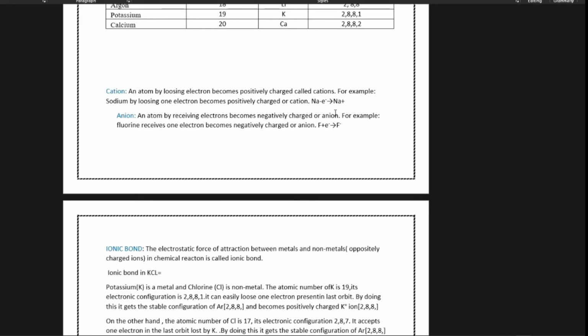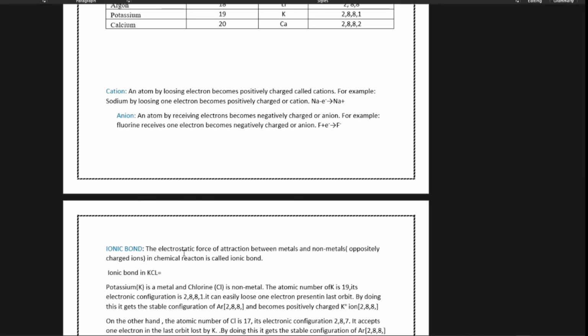So when metals lose 1 electron, they become cations, and the non-metals become anions as they receive electrons from the metals. By receiving 1 electron, it becomes an anion. So there is a force between the oppositely charged atoms. This force is called the electrostatic force among the oppositely charged ions.